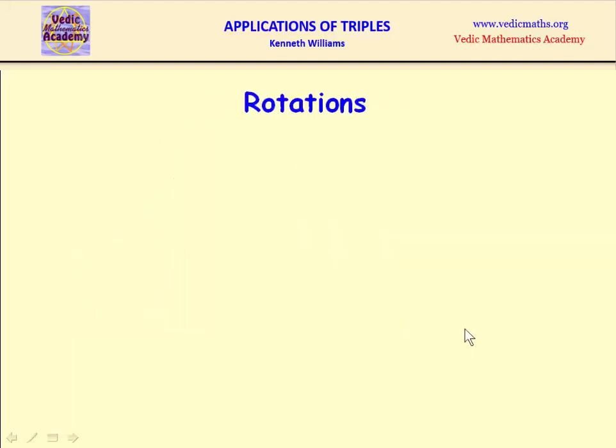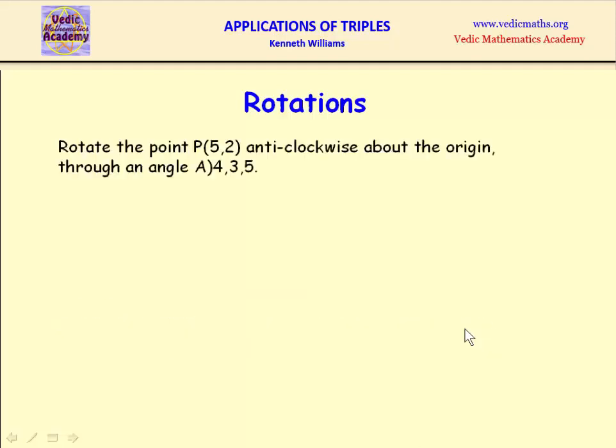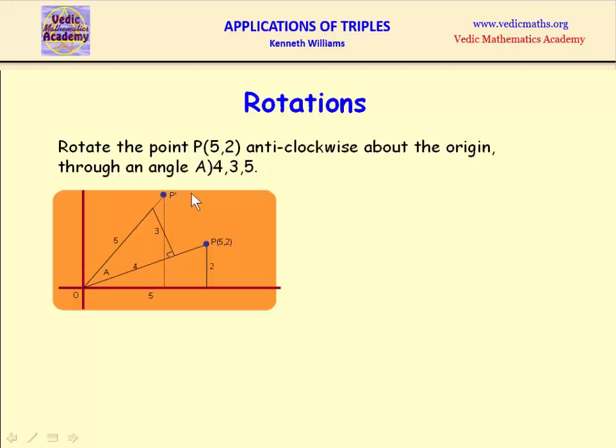In the earlier lesson, we also saw an application of triple addition in rotating points. For example, if we were asked to rotate the point 5, 2 anti-clockwise about the origin through the angle contained in the triple 4, 3, 5. This diagram shows the setup. The point P, 5, 2 is here, and those are the coordinates 5, 2. And this triangle is the 4, 3, 5 triangle, which sits on the hypotenuse of the point triple.